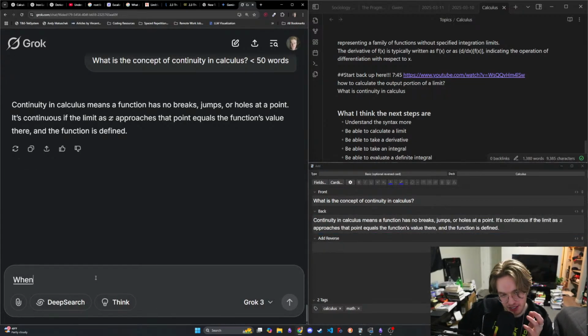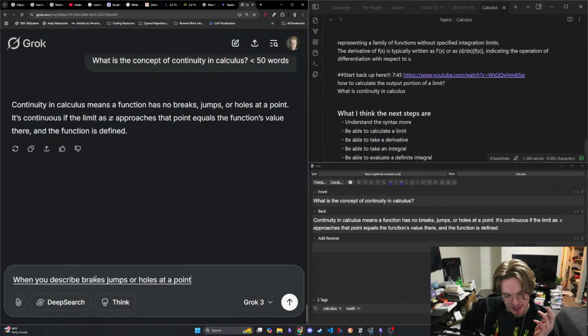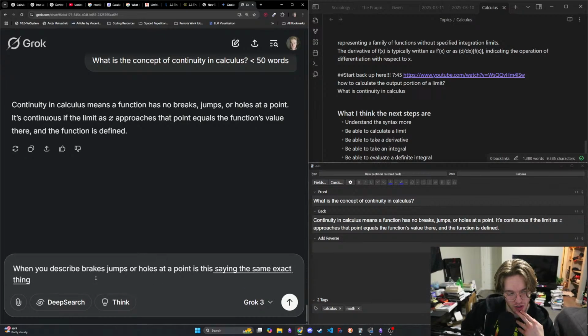When you describe breaks, jumps, or holes at a point, is this saying the same exact thing, or are you describing different things here?